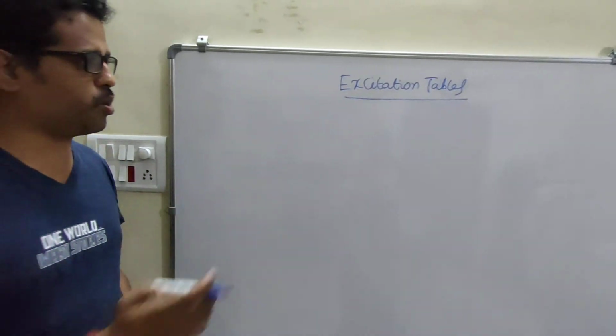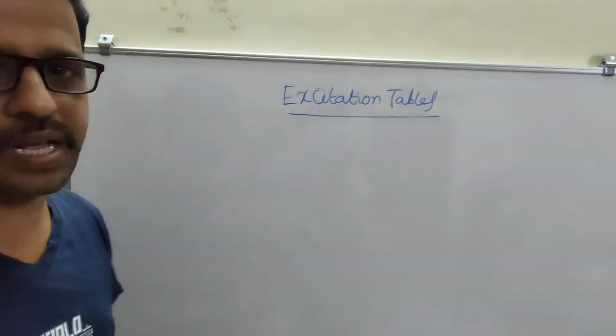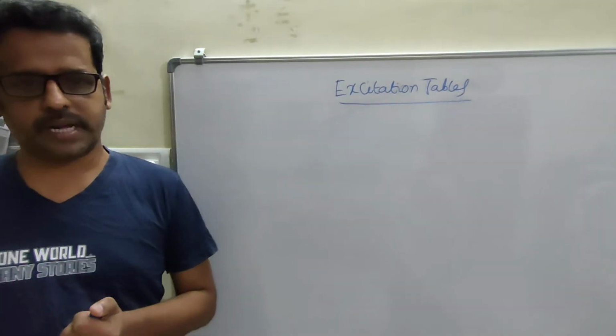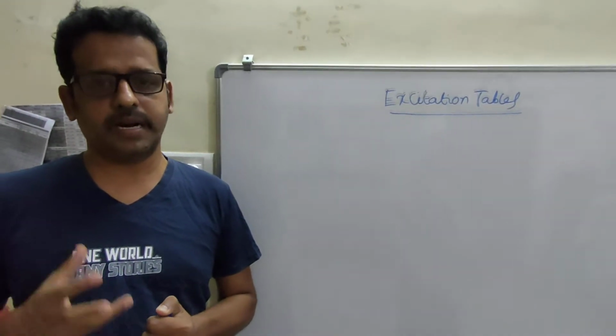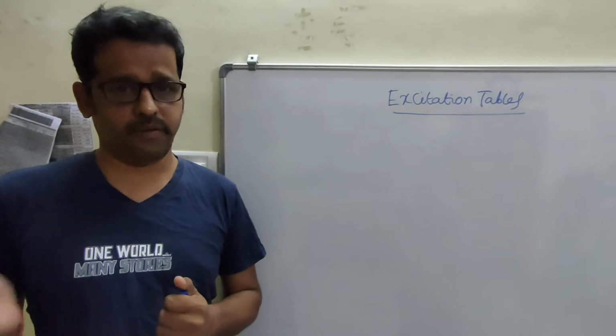Today we are going to discuss the excitation tables of various flip-flops. What do you mean by excitation table? What is the purpose of it? An excitation table is used to find the next state when the current state is given.